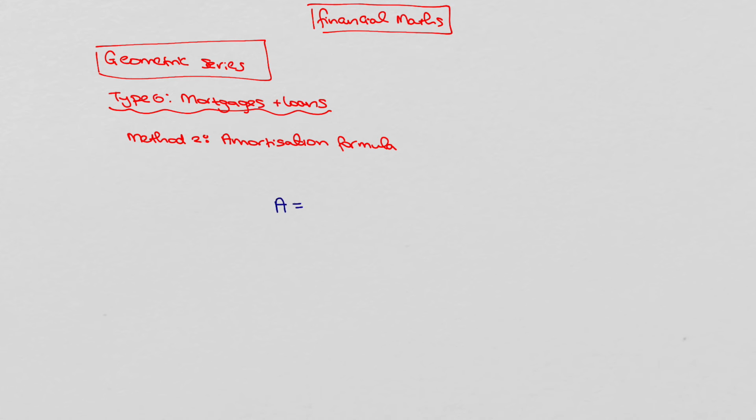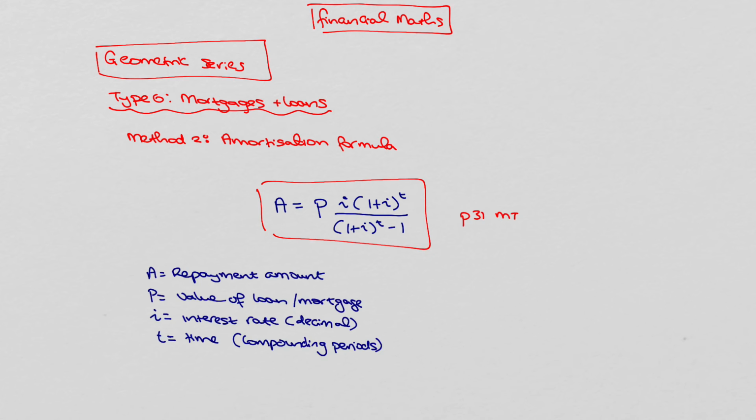And the formula is that the amount of the repayment is going to be the mortgage or the loan drawn down, times the interest rate, times 1 plus the interest rate to the power of t, all over 1 plus I to the power of t minus 1. So we say A is our repayment amount, P is our value of the loan or the mortgage that is drawn down, I is the interest rate in decimal, and T is our time, in other words, the number of compounding periods. But there's a couple of clauses with this formula.